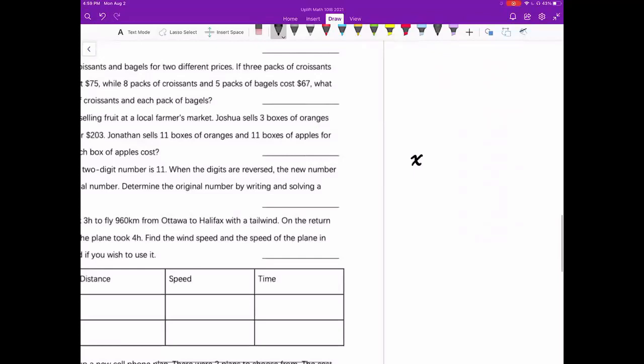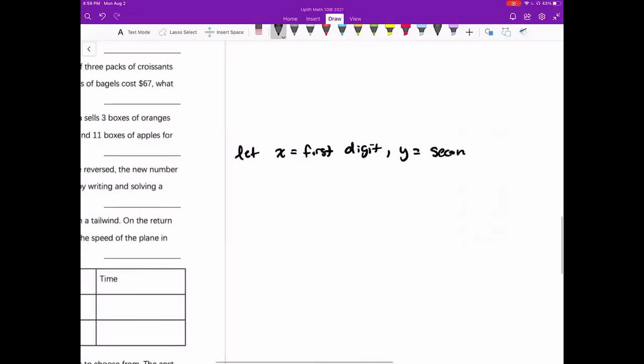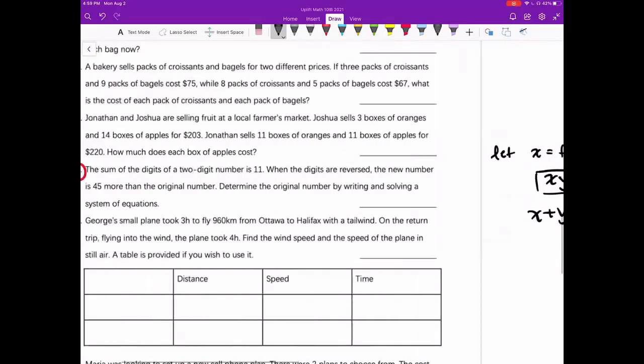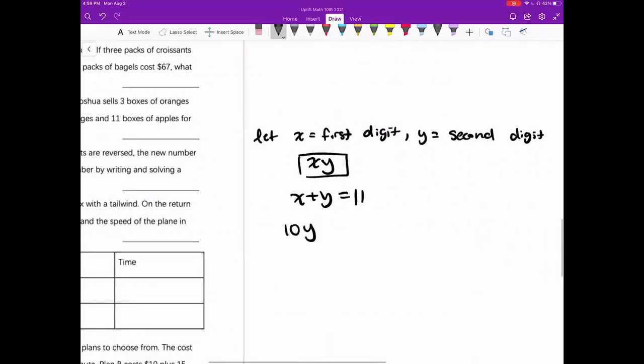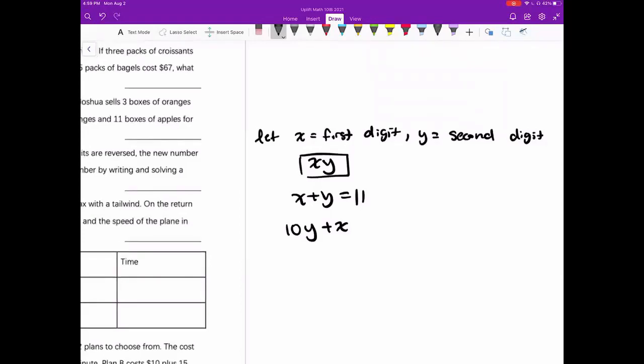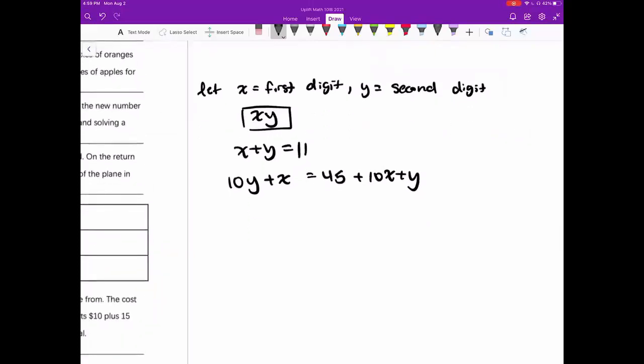Yes, we can. Okay, so we can define some variables. X is the digit in the tens place, and y is the second digit. Then x plus y is equal to 11. And the number is 45 more, so 10y plus x is equal to 45 plus 10x plus y. I think that's the right equation. And then we can solve this.